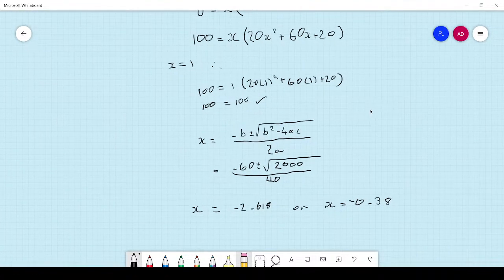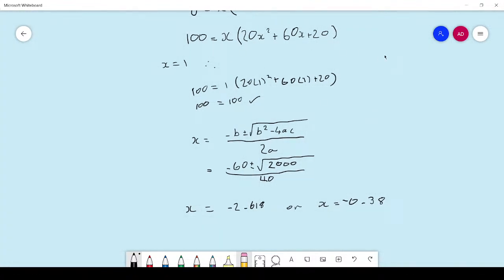Right, and in either of these cases, we would sub x into this expression here. So I'm just going to go ahead and do that on the calculator, and we'll see if it equals 100, because that's what we need it to equal for it to be a valid solution. 20 plus 60.